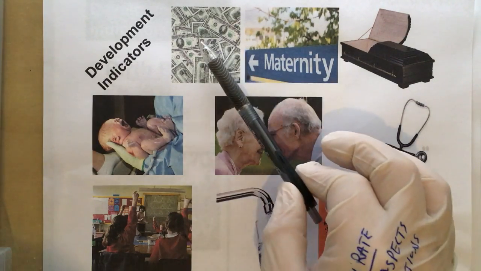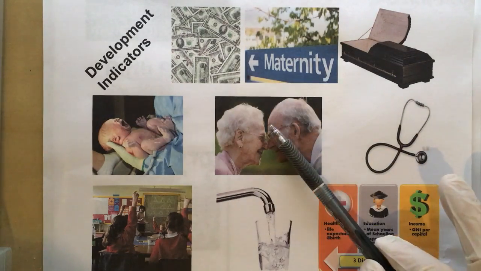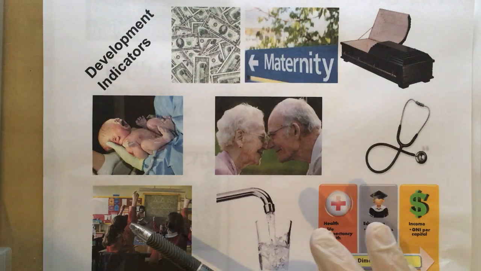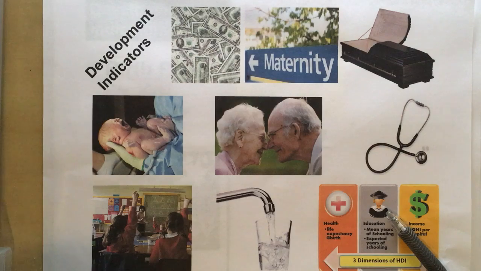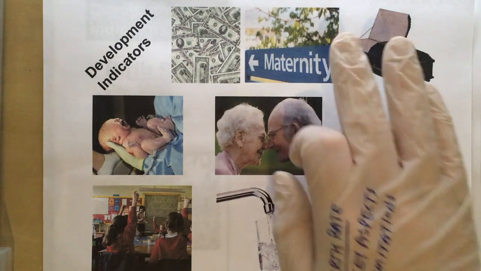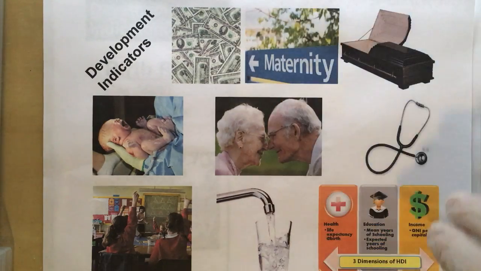So we have GNI, birth rate, death rate, infant mortality, life expectancy, people per doctor, education, literacy rates, safe water, and HDI, which is a composite indicator. We're going to look particularly today at the birth rates. What are the key features and what are the limitations of that one?